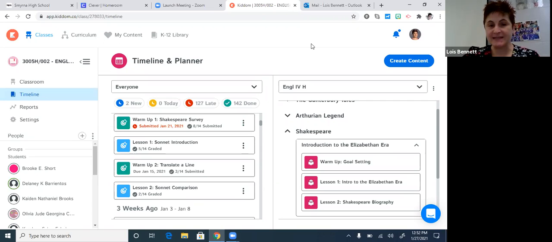So if you want to do this lesson along with me, you need to go to Kittim. And if you click that load more button at the bottom, then you'll be able to see these two assignments, lesson one, sonnet introduction, and lesson two, sonnet comparison.